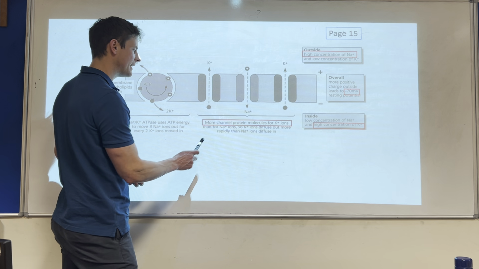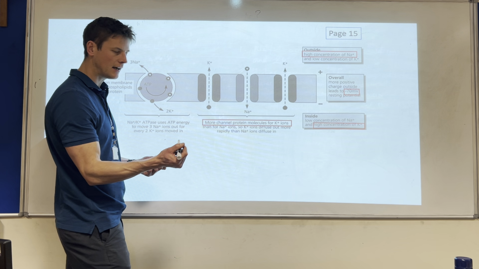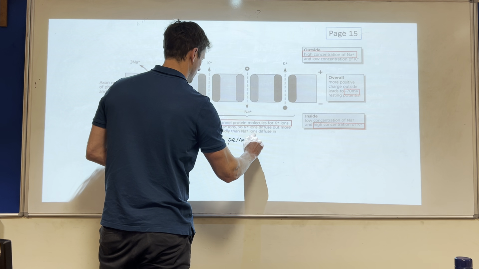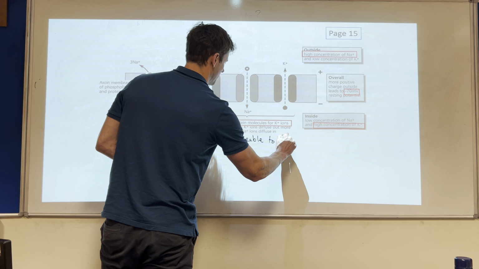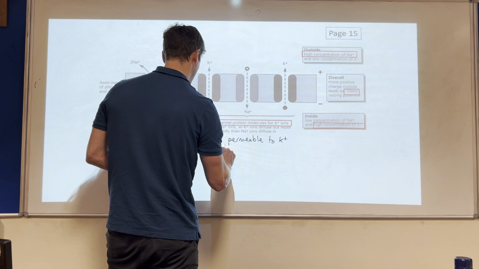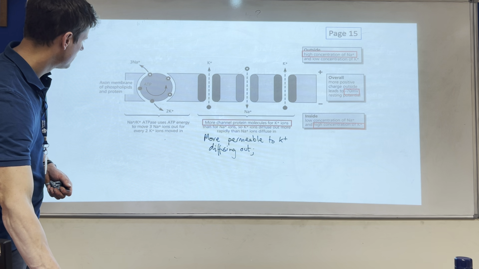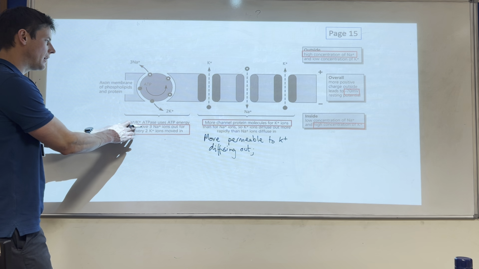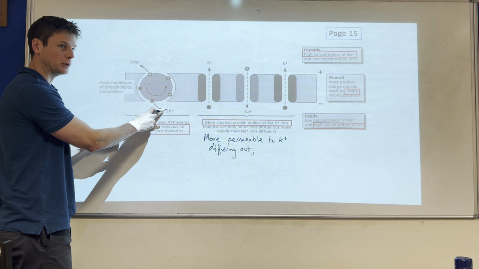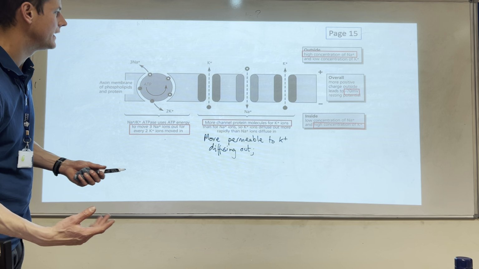Now, here is that idea. More channel protein molecules for the potassium ions. Here's the idea that it is more permeable to potassium ions diffusing out. Okay. 3 sodium ions actively transported out for every 2 potassium ions actively transported in. Oh, yeah, and there we go.